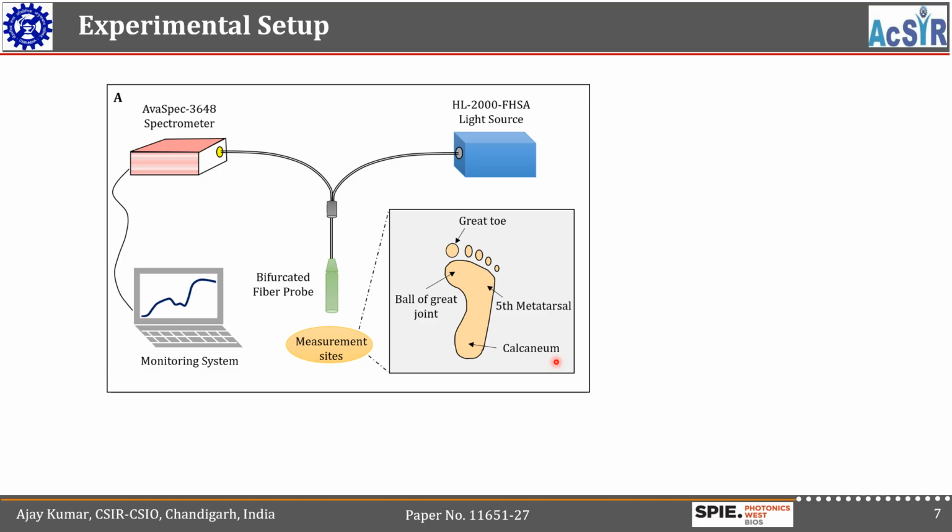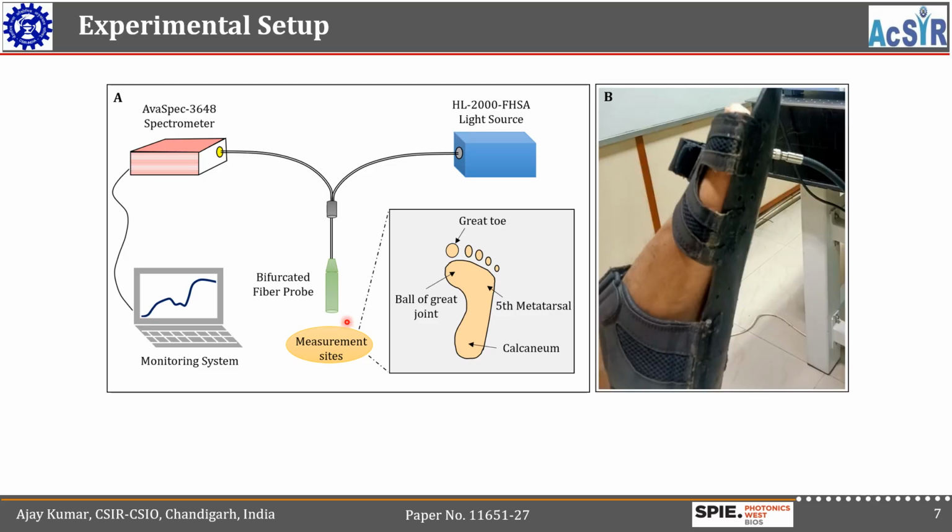In this study, we have fixed the distance between the bifurcated fiber and the measurement sites. So how we fix it? We connect the ferrule of the fiber with this body spacer, which is fixed in the homemade setup, as you can see from this figure.